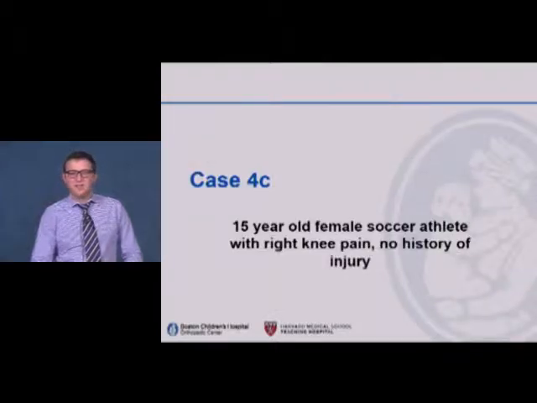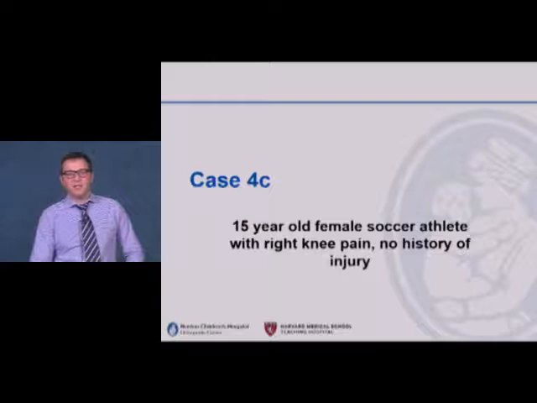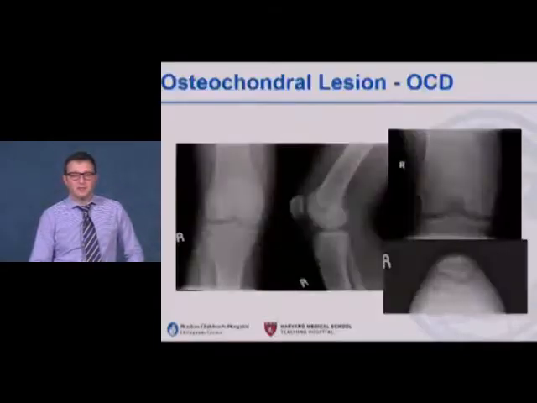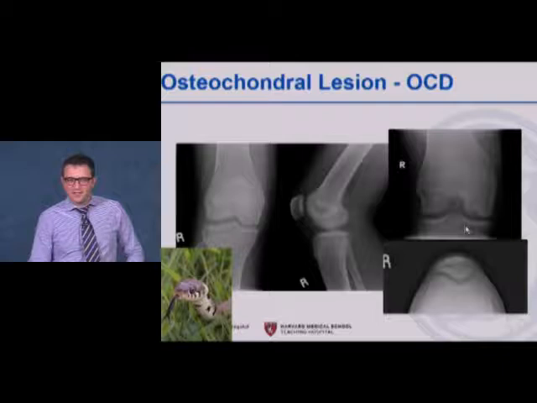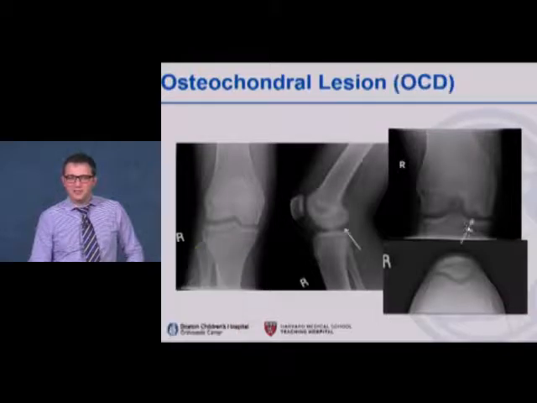A 15-year-old female soccer athlete, right knee pain, no history of injury. She plays a lot of soccer, 6 or 7 times a week. Here are her x-rays. The AP x-ray looks pretty benign. There's nothing really to see. As you start to look on the lateral and the tunnel view, the plot thickens. This is another snake in the grass, the osteochondral lesion. The arrow illustrates the area here that's not normal.